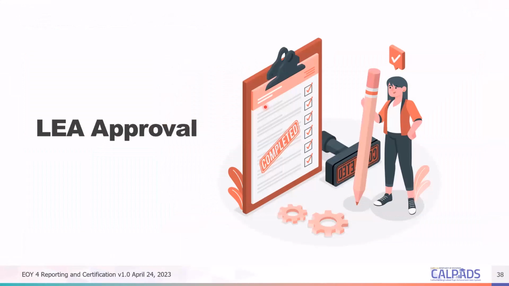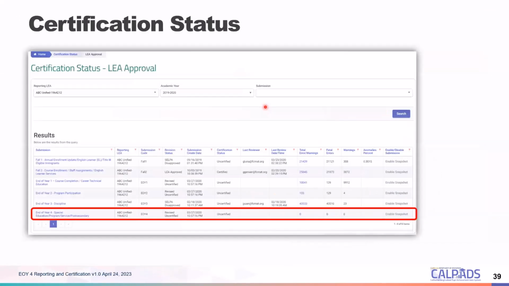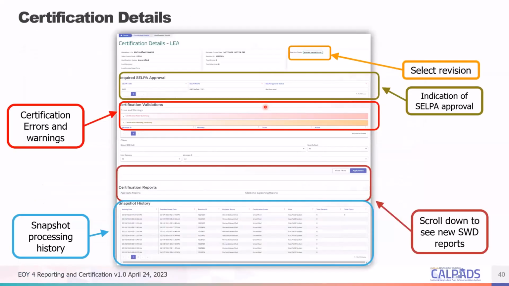Okay, so for the LEA approval process, again, you have to go to your certification page. You have to have the necessary roles to be able to see this section. And then, of course, you have to look at all of the functionalities. The key elements with regards to end of year 3, end of year 4, fall 1, any of those submissions that involve a second approval from the SELPA is this section here, this revision ID, which I will discuss in a few minutes.